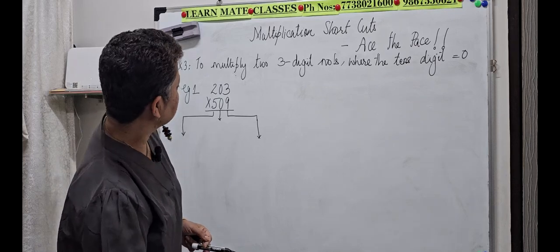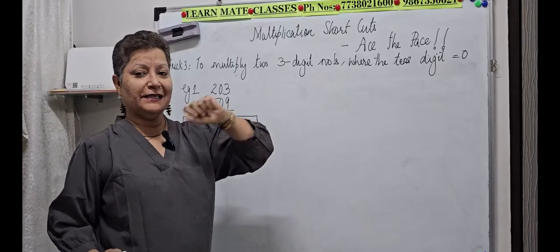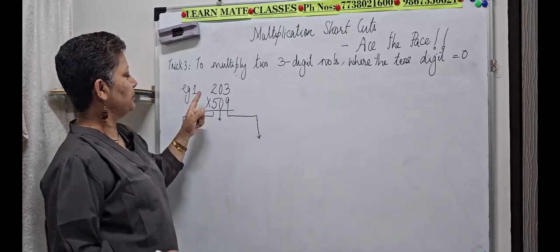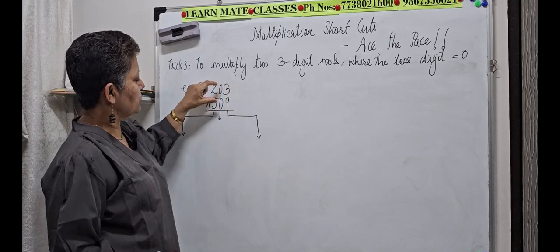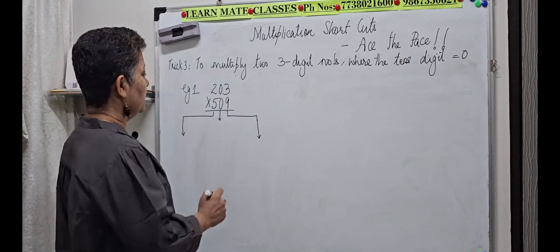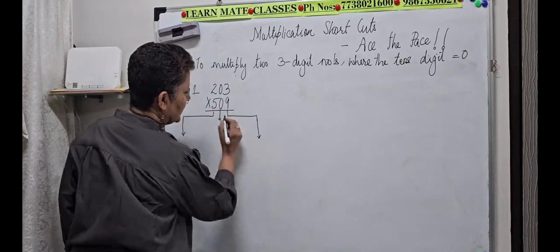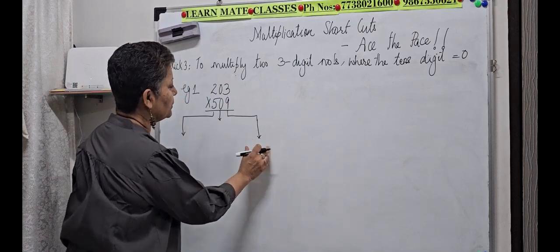In this trick, you have to multiply two 3-digit numbers where the tens digit is 0. Look at my example, 203 into 509. Both my tens digits are 0. How do I do such a sum? I take the units place digits and multiply them separately. So that's going to form the last part of the product.